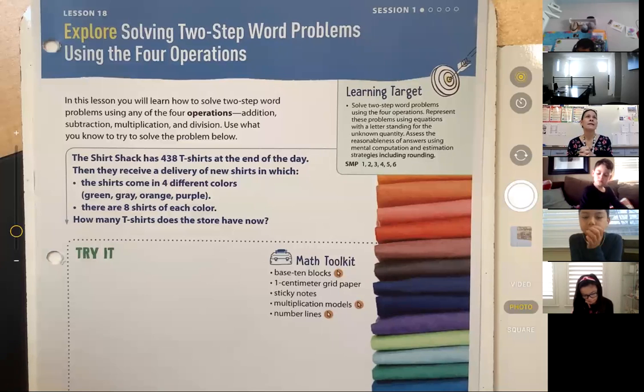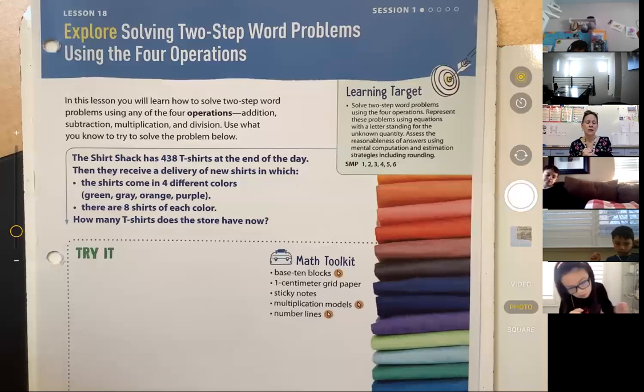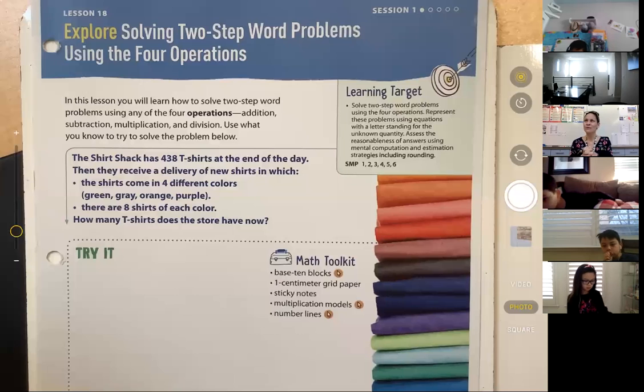Again, lesson 18. We are going to solve two-step word problems using the four operations. Again, those four operations: addition, subtraction, multiplication, and division. You have been introduced to this in prior chapters when we've gone a little bit deeper and challenged ourselves in doing multiple steps in word problems. So today we're going to apply what you know to solve problems that are slightly more complex and in word form.